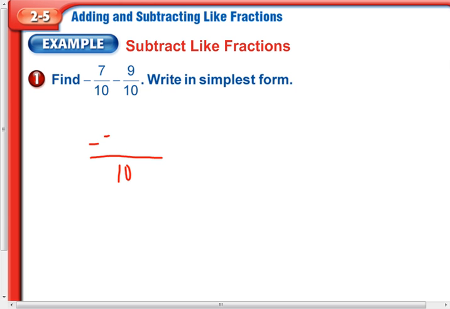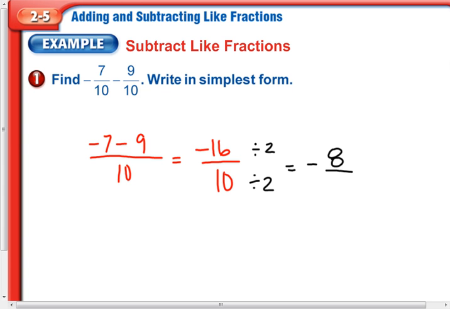Next one, subtraction again, like denominator, 8. We have negative 7 minus 5. Negative 7 minus 5 is negative 12 over 8. Looking at our fraction here, a 4 can go into both your numerator and denominator. 4 goes into negative 12 negative 3 times, and 8 divided by 4 is going to give us 2, so negative 3/2.